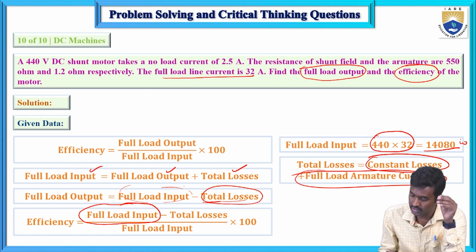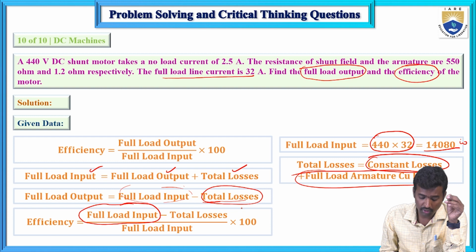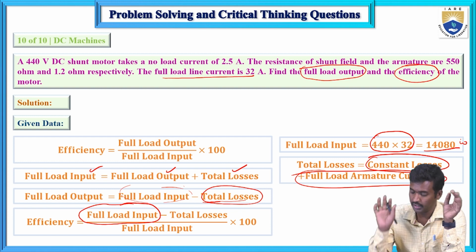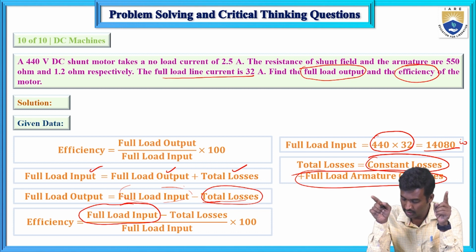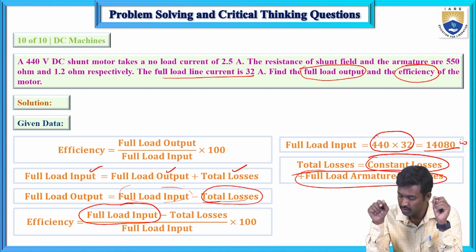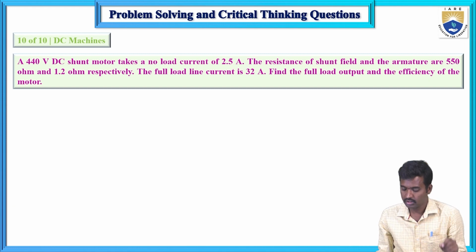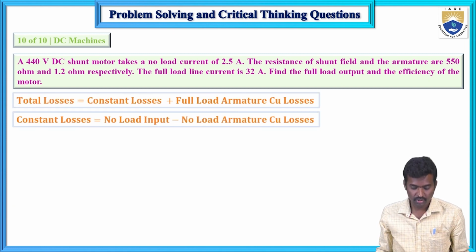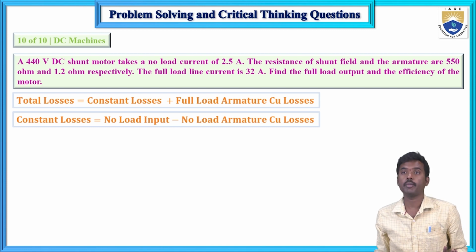You will get total losses. After getting total losses, substitute in this: full load input minus total losses, you will get full load output, and efficiency equals full load input minus total losses divided by full load input into 100. Here the main thing is you need to determine total losses in the machine. First I will explain constant losses and then I will explain full load copper losses.